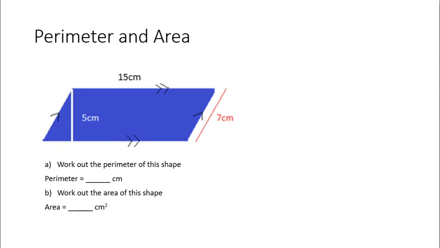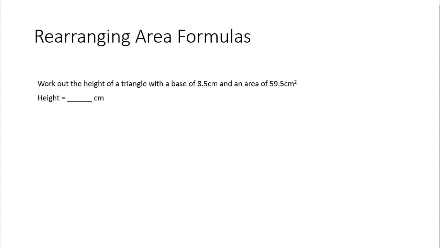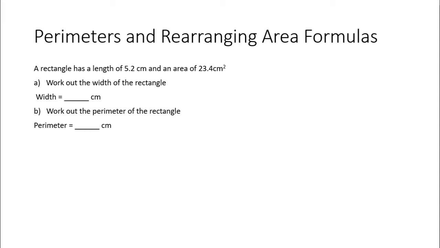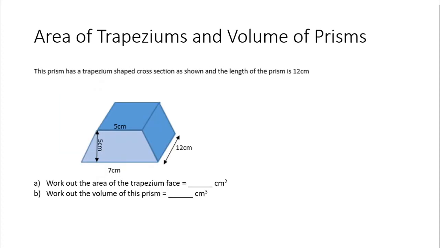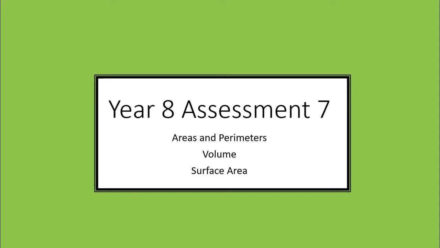Perimeter and area of this parallelogram. Rearranging area formulas, here we're talking about the area of a triangle. Perimeter and rearranging area formulas, here we're talking about a rectangle. The volume and surface area of this rectangular prism or cuboid, and areas of trapeziums and volumes of prisms. This is a trapezoidal prism. Okay, so are we ready to take that up now?